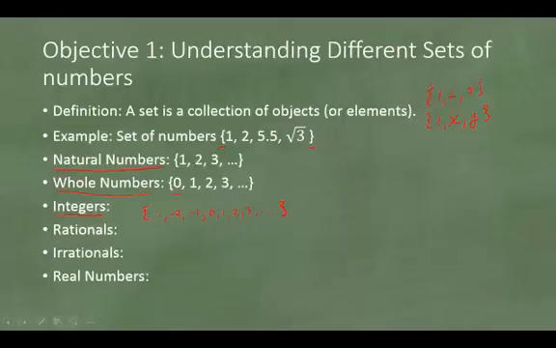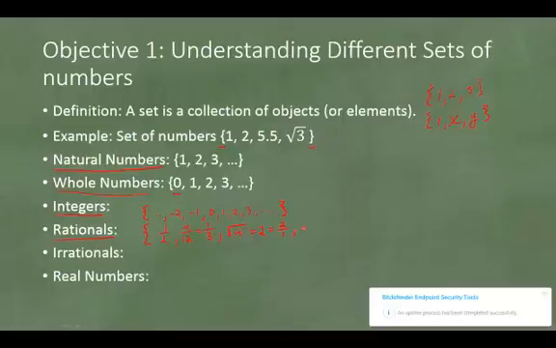The rationals are any combination of numbers that gives you a fraction. So for example, 1/2 is a rational. So is 4/12, because it reduces to just 1/3. It's still a rational number. So is the square root of 4. The square root of 4 is 2, and 2 can be written as 2 over 1. So the square root of 4 is a rational number.